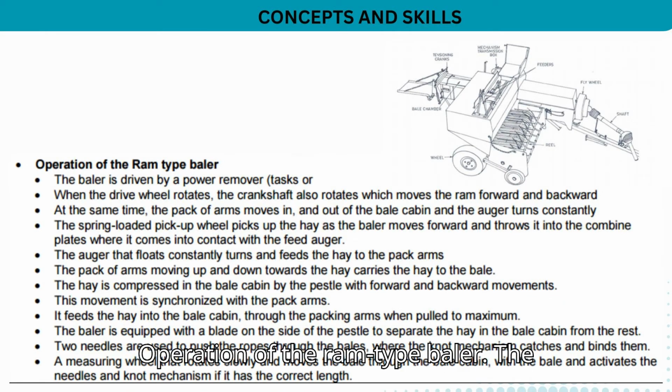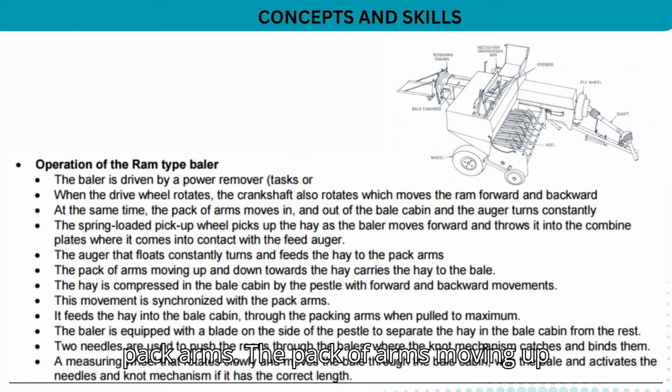Operation of the ram type baler. The baler is driven by a power take-off shaft. When the drive wheel rotates, the crankshaft also rotates, which moves the ram forward and backward. At the same time, the pack arms move in and out of the bale chamber and the auger turns constantly. The spring-loaded pickup wheel picks up the hay as the baler moves forward and throws it onto the plates where it comes into contact with the feed auger. The auger constantly turns and feeds the hay to the pack arms.